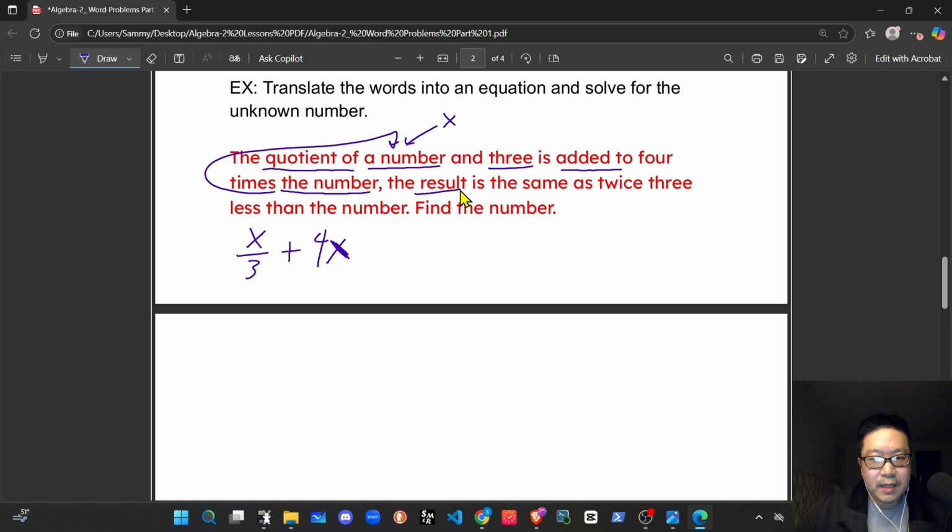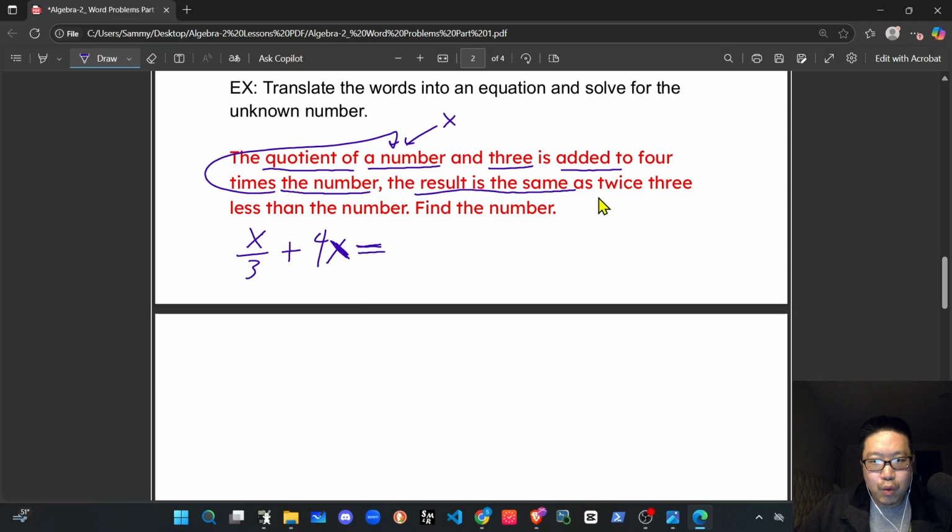And the result is the same as. This is equivalent to saying equals, right? Because that's what equals means. It means your left side is equivalent or the same as your right side. So when you read or hear the result is the same as, that's saying to put an equal sign.